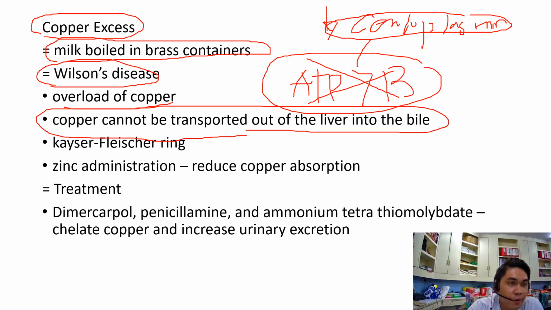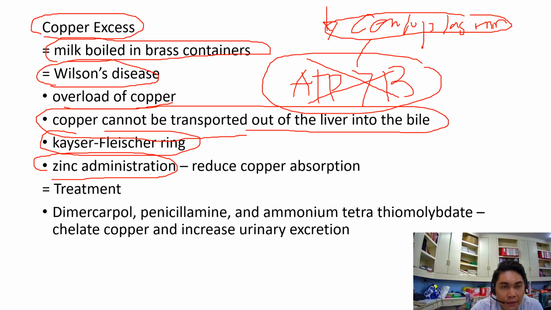So you have deposition of copper in the liver and other organs. It can also deposit in your brain. And there's the presence of Kayser-Fleischer ring. So Kayser-Fleischer ring is the deposition of copper in the eyes. Then, the common remedy for Wilson's disease is the administration of zinc because zinc competes with copper absorption. So increase zinc, decrease copper absorption.